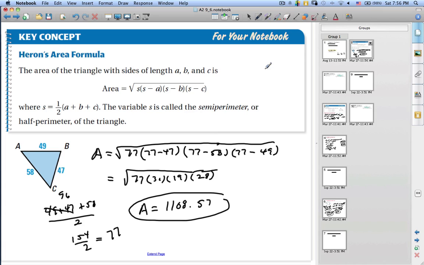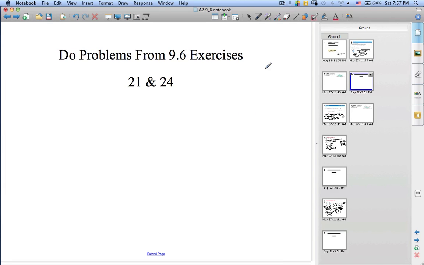All right, so it's a pretty simple formula to use. You have to find the semi-perimeter, and then you have the semi-perimeter times the difference between the semi-perimeter and each of the sides. So multiply these four guys together, take the square root, and you'll find the area. So go ahead and practice that. Do problems 21 and 24, and then we'll solve our last problem.